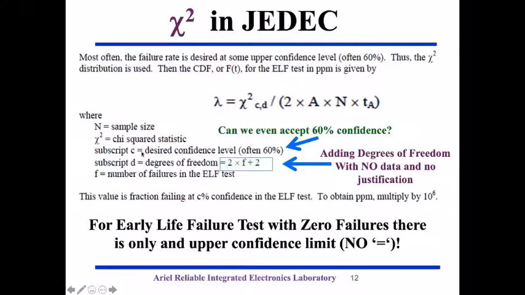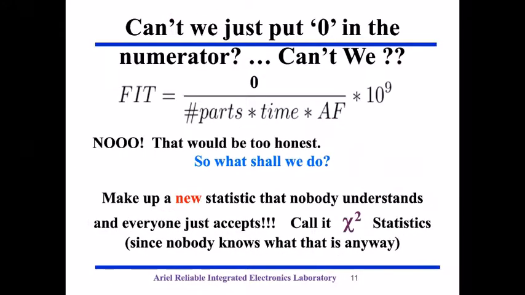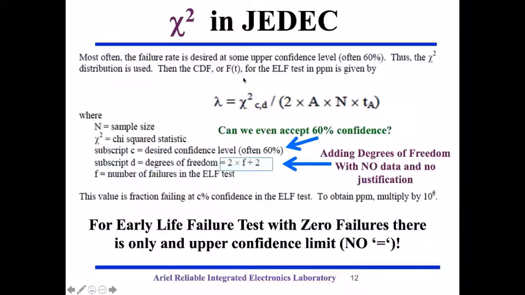It's based on this desired confidence level, often 60%, which is not something that anyone would really accept, since 60% confidence means it is just as likely to be correct as not correct. And then you have the second subscript d, which is the number of degrees of freedom, where they add 2 just so you don't get 0. It's really f minus 2, or f minus 1 if you have only one factor. So they say 2f plus 2, because this is a number that will give you a non-zero result for the numerator, the top part of that FIT curve. So it's what you need to do.